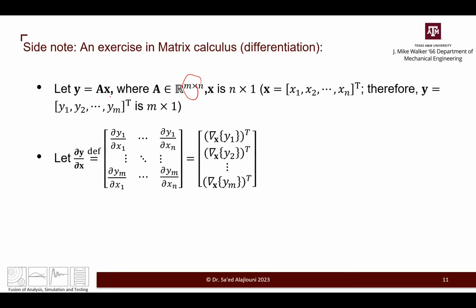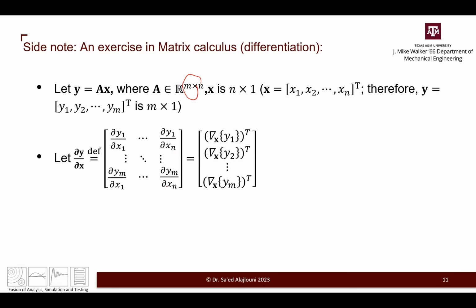Well, basically you tell me, let's define that. What do you mean by the derivative of y with respect to x? Well, this is called the Jacobian matrix. You just take each element of y, you differentiate it by x1, and then you differentiate it by x2 until the last element of x. And then you go with the second element of y until the final element of y. You just take all the derivatives of all the elements in y with respect to all the elements of x.